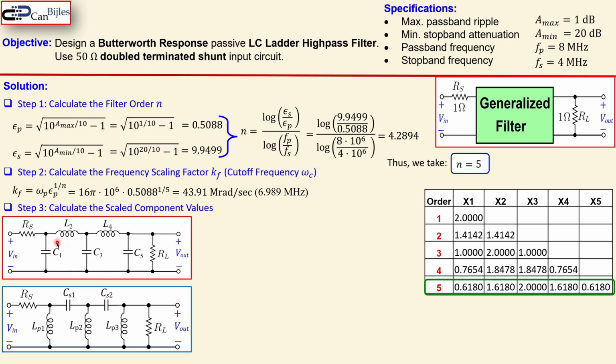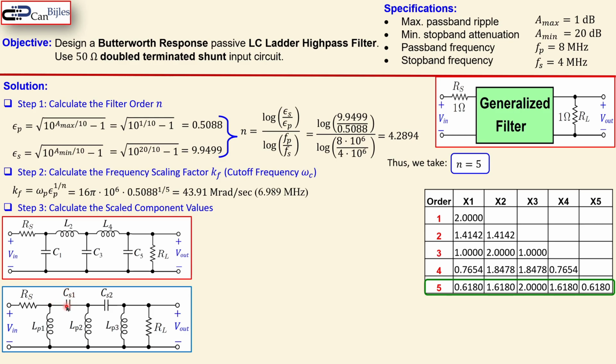So moving on to the transformation from the low pass to the high pass, you see the transformation is quite straightforward. The capacitors will turn into inductors, and inductors will turn into capacitors. The C1 will turn into a parallel L, and the L2 here, which is given here, will be a series CS1.